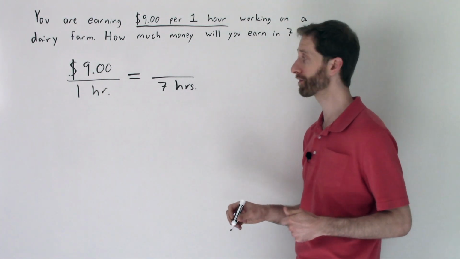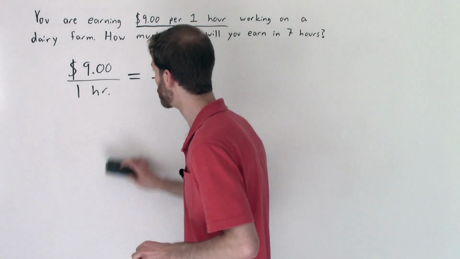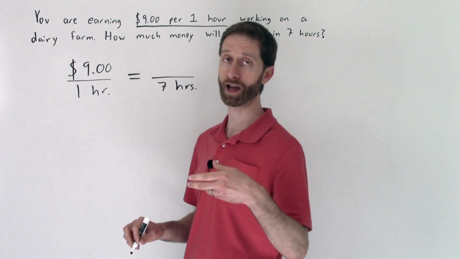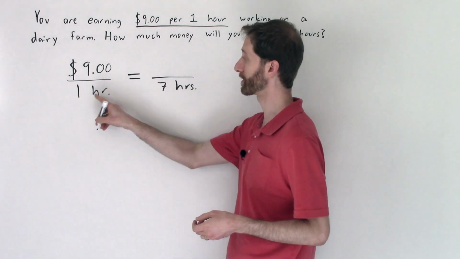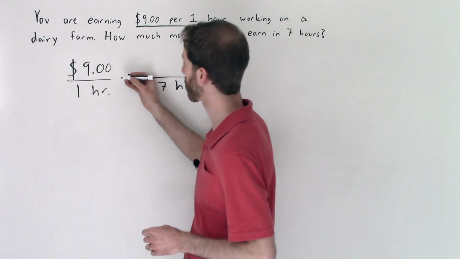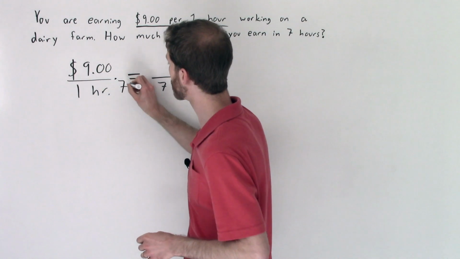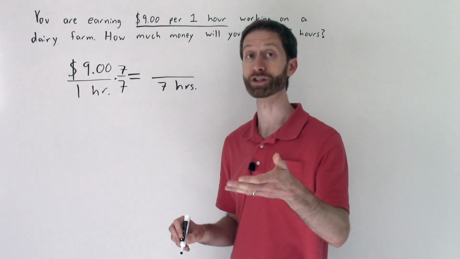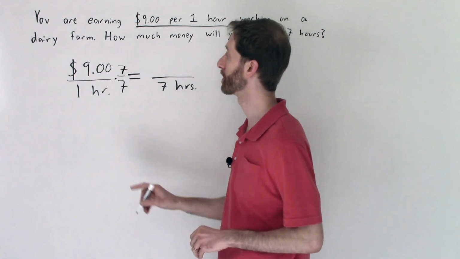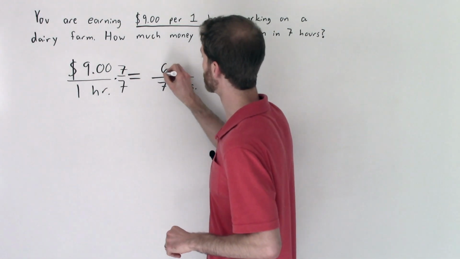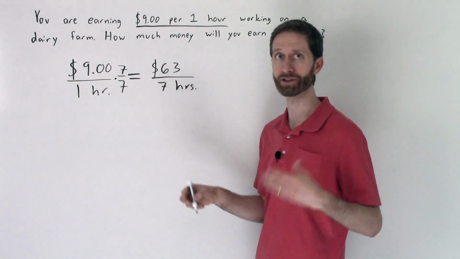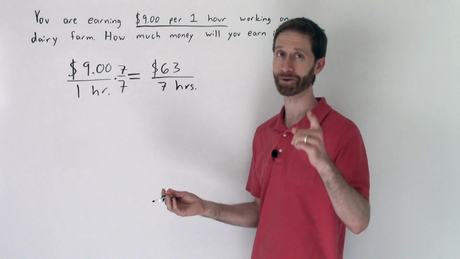How do we get to that 7 hours? Well, I would multiply the numerator and denominator by 7 because 7 times 1 gives me the 7 hours that I want. And we know that whatever I do to a denominator, if I do it to the numerator, it gives us an equivalent fraction, and in this case, an equivalent rate. 7 times 9 is equal to $63. And so the answer is we will earn $63 in 7 hours. Cool stuff, y'all.